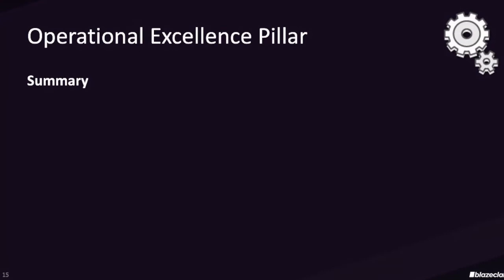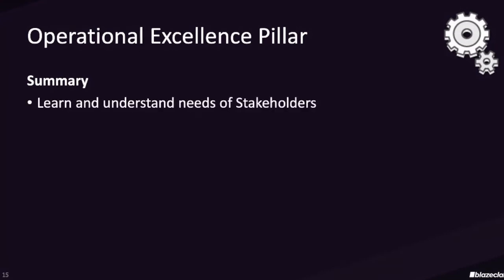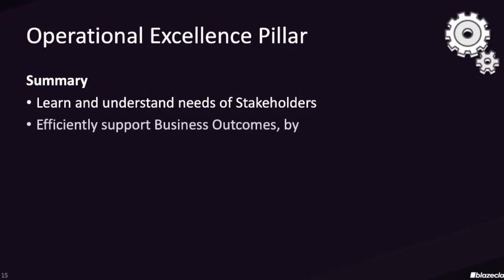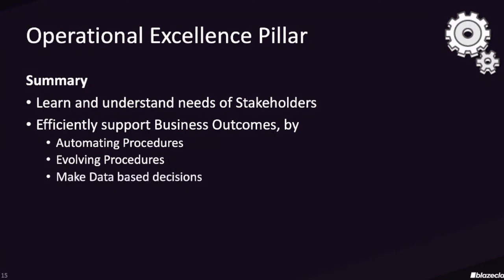In summary, learn and understand the needs of the stakeholders, to ensure that you are able to address the need of your project team and the customer team. Learn and understand the needs of the stakeholders and accordingly take the required decisions, and efficiently support the business outcomes by automating procedures, evolving the procedures from time to time, and making informed decisions. So that's a wrap on the operational excellence pillar.